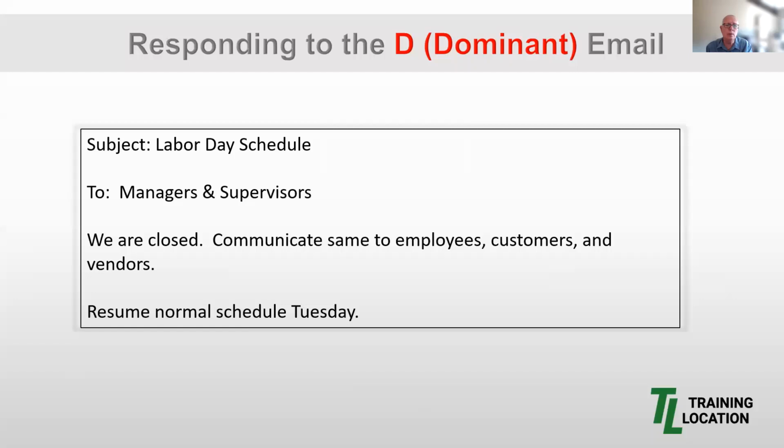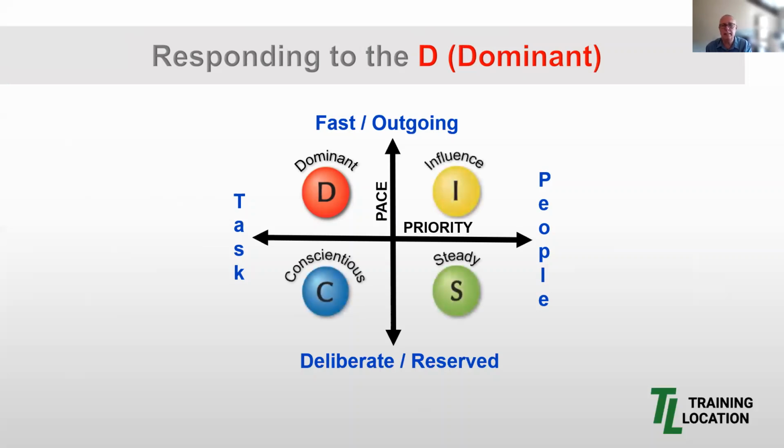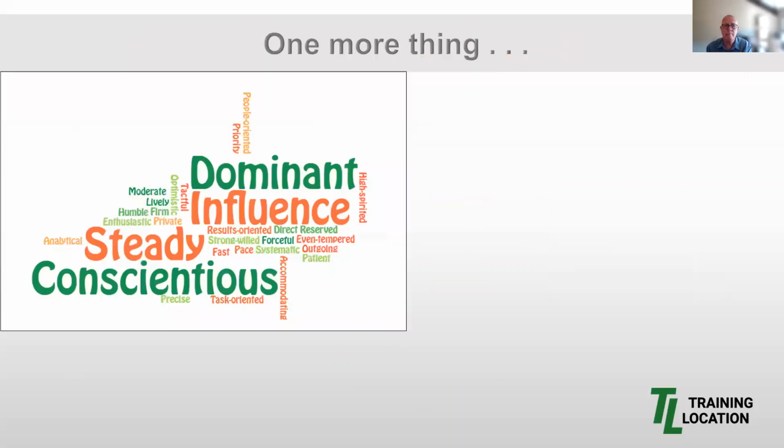So next, let's review our model again, featuring the D style as a reminder of the behaviors we need to consider when responding. So here's the model again, the pace and priority model, as I like to put it, and the dominant is right there where it belongs in fast and task. In the coming vlogs, we'll discuss responding to the other styles, the I, the S, and the C, respectively.